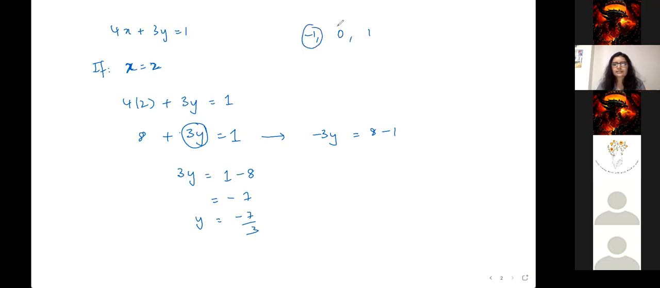Because calculations with these are really easy. Then if you need more solutions, go with minus 2 and 2.